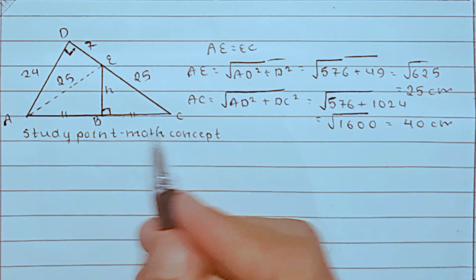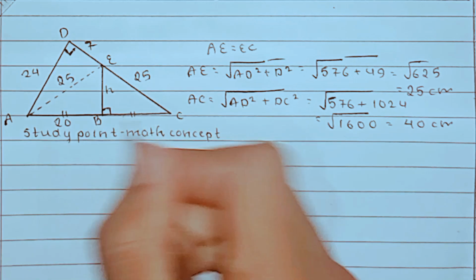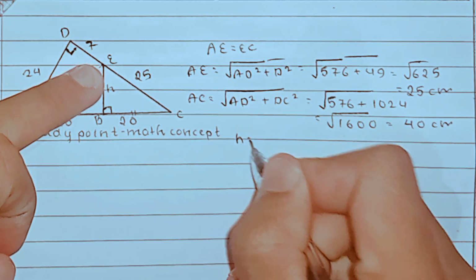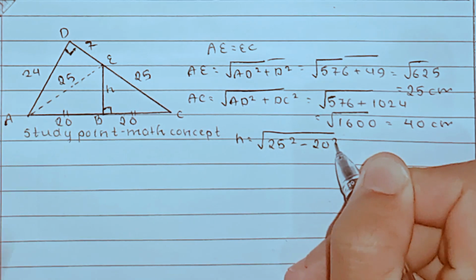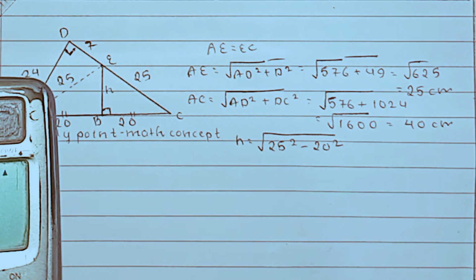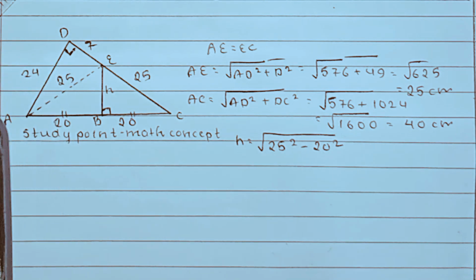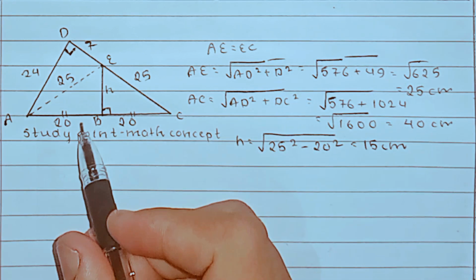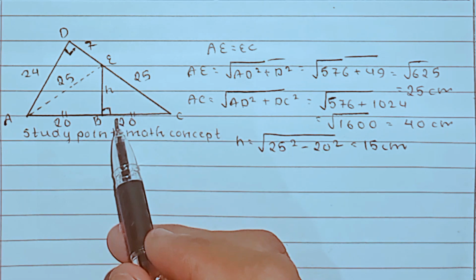So AC equals 40 centimeters, but it's divided into two parts, that is AB 20 centimeters and BC 20 centimeters. Now again, height h will be equal to root over 25 square minus 20 square. So root over 25 square minus 20 square is equal to 15. Hence the height of the required triangle AEC, this h, will have a value of 15 centimeters. Thank you.